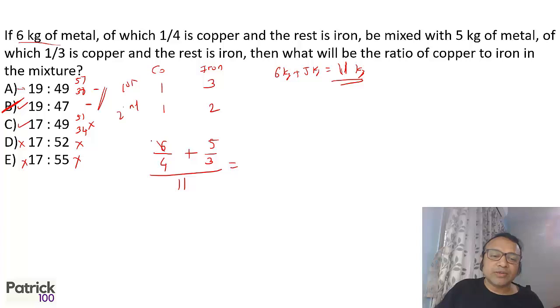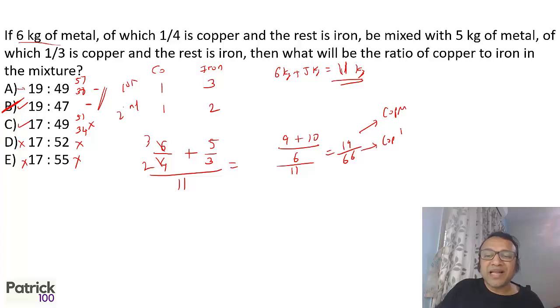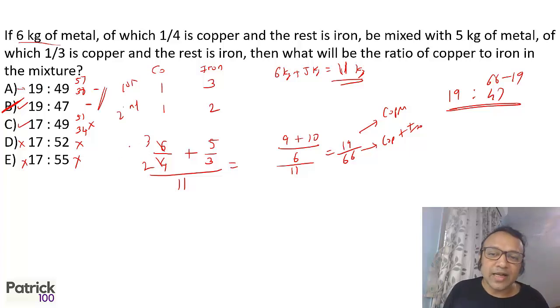So you can solve this. This becomes 9 plus 10 upon 6, and 11. That is 19 upon 66. So here also you can make out that 19 will be copper, and 66 will be copper plus iron total. So the ratio will be 19 to 66 minus 19, which gives you 47. That is the option. This is how you can calculate and get the answer.